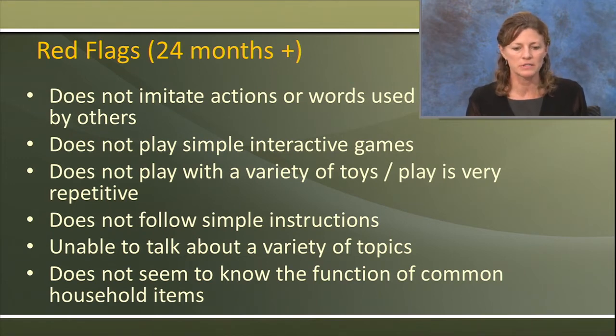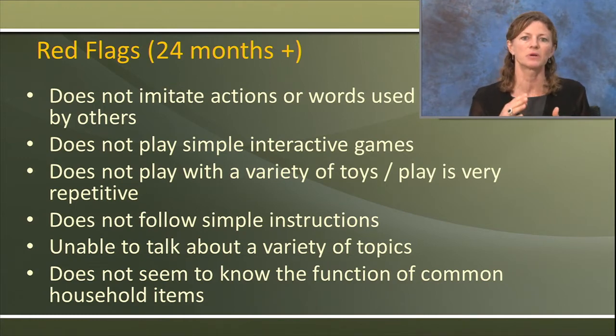So some of these characteristics include imitating actions of others. Imitation is something we do at a very young age. It's part of our learning process, so if you see that absent, that's a red flag. Playing interactive games, playing with a variety of toys, or play is very repetitive. So in other words, it's only the same set of toys that are used every time. It's always the same train set, or it's always the same doll and stroller. Or that repetitive play, so when the train comes out, it's always driving it the same way around the track. Or if that child likes playing with blocks, it's always building the same tower, knocking it down, building the same tower, knocking it down, so it becomes very, very repetitive.